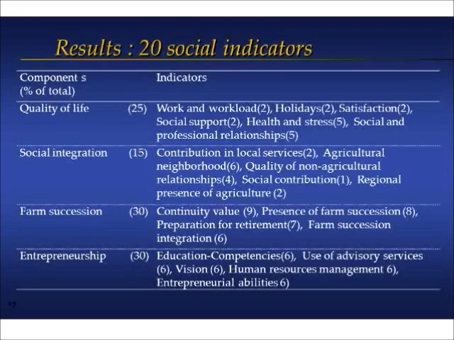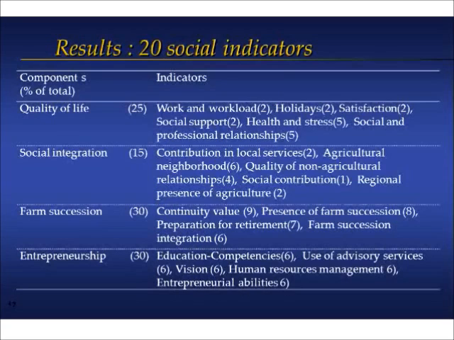The third component is farm succession. Do farmers and family have the continuity value? Are they interested in the continuity of the farm? The presence of farm succession, the preparation for retirement, the farm succession, integration of the young generation. In the research that I made on failure and success of the transmission of the farm, it's one of the important aspects. Young farmers work on the farm, but they don't feel as responsible for some strategic decisions, and it's very important for the continuity of the farm.